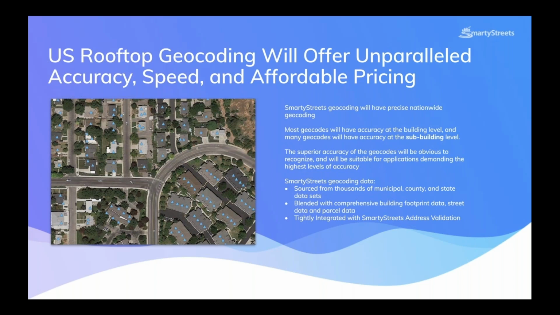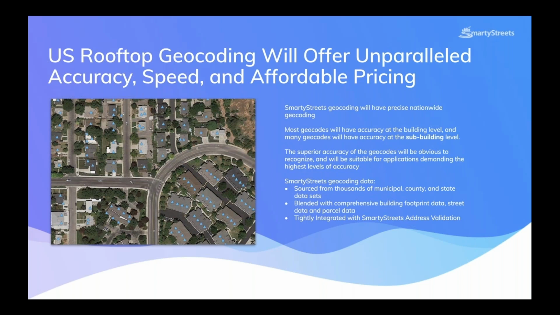The SmartyStreets US Rooftop Geocoder will offer unparalleled accuracy, speed, and pricing. So the geocoding from SmartyStreets will have precise nationwide geocoding available with, as I've stated before, most of those geocodes having accuracy at the building level. And many geocodes, in fact, will have accuracy at the sub-building level. So if you notice some of the multi-unit complexes in the lower right part of the screen, there's multiple addresses on each one of those buildings. That's called a sub-building accuracy level geocode. And there's millions upon millions of those.